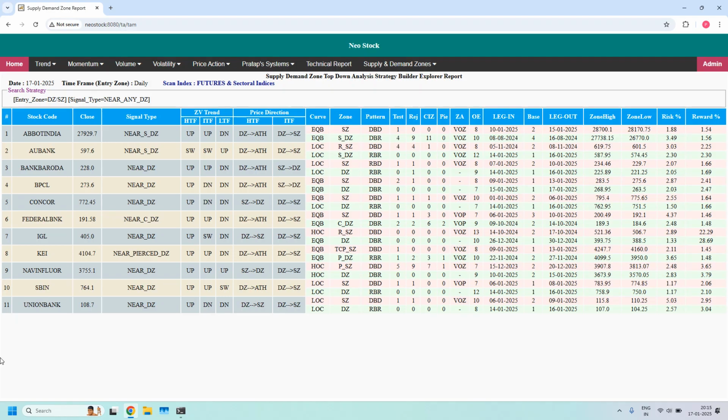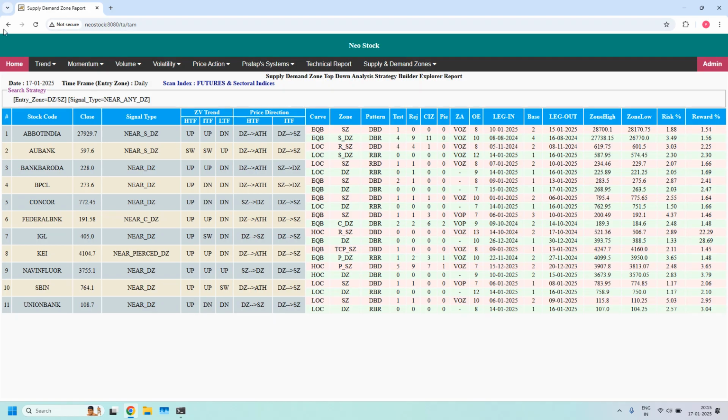So 11 stocks are filtered. Out of these 11, how many daily demand zones are available? Let us identify. Abbott is having a daily demand zone. AU Bank is having a daily demand zone. Federal Bank, it is not valid. It is a pierced zone. That's it. We have 2 valid high liquidity daily demand zones. Abbott India and AU Bank.